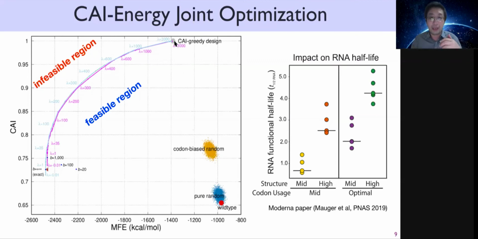And if you do the CAI greedy design, that is, for each amino acid you choose the best or most frequent codon, then you get CAI equal to 1, and that's this point here. It's much better in energy, but still not very good in energy. We can do much better than that. Moderna's paper did not explore anything in this region. That is a vast uncharted area that nobody has touched before. So whether this region will produce better vaccines is a question that needs to be seen in real wet lab experiments.